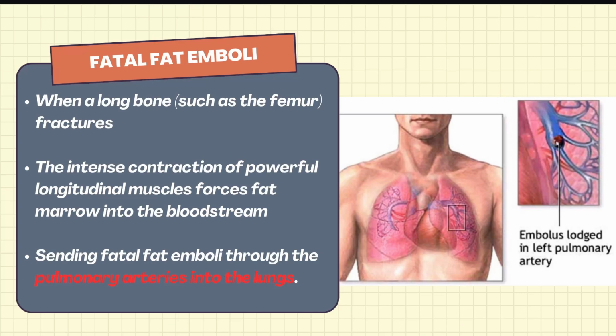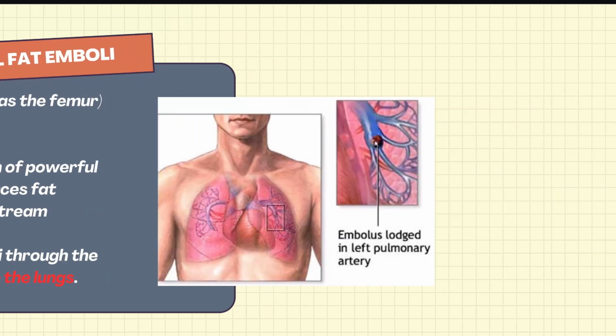Now, fat emboli. When a long bone such as the femur gets fractured, there's going to be an intense contraction. It needed an intense force for this to be broken. Along with that, fats from the bone marrow are going to be forced into the bloodstream. And if these fats reach the pulmonary arteries, this could be a fatal case for some people.